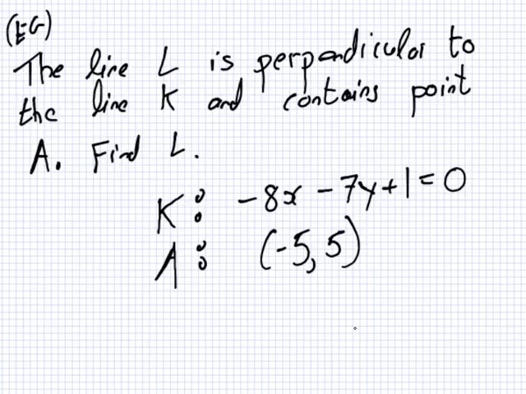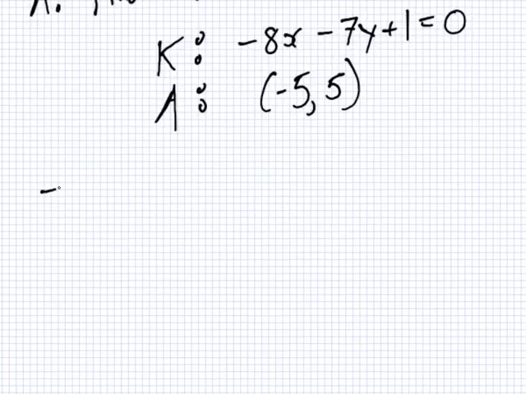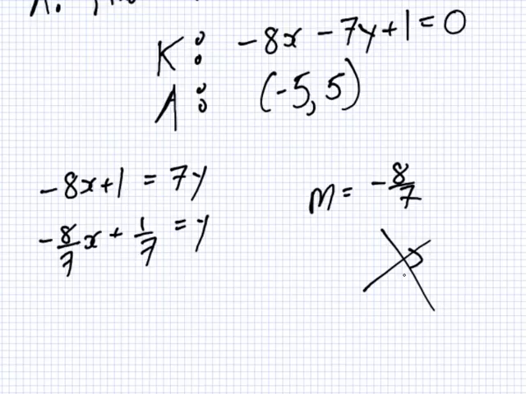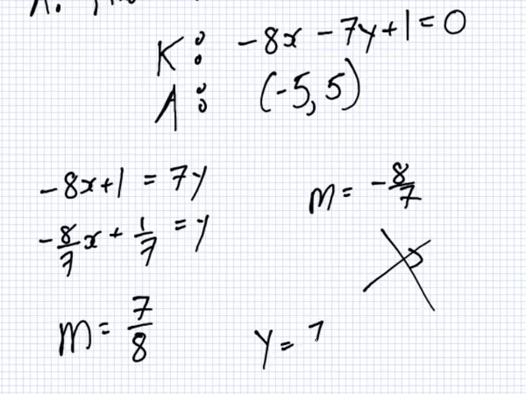Okay, can we have a look at this one now? So again, the first thing we should do is make y the subject. So we have minus 8x plus 1 equals 7y. So then minus 8 over 7x plus 1 over 7 equals y. So the slope is minus 8 over 7 for this line. But this is not the slope we want because it's perpendicular. We should use 7 over 8 because it's perpendicular. So we have y equals 7 over 8x plus c, or b.